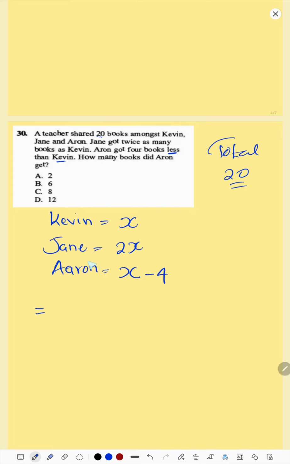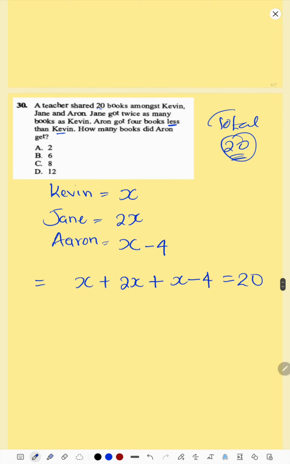We form an equation. The total number of books will be X, which is for Kevin, plus 2X plus X minus 4. And the total we are given is 20. Now the next step, we can solve. We simplify this. X plus 2X is 3X plus X is 4X. So 4X minus 4 is equal to 20.